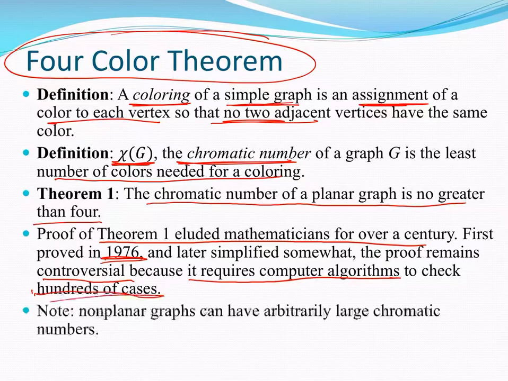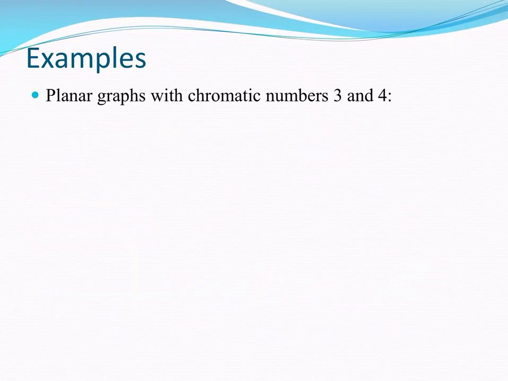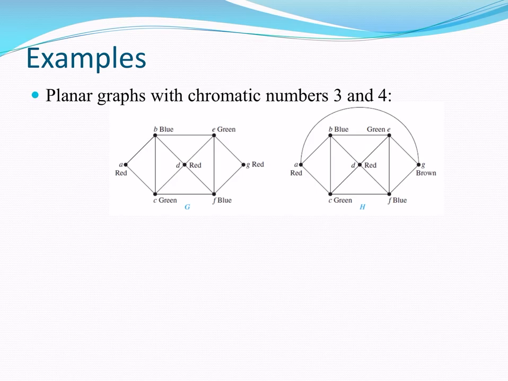That is a very important theorem for planar graph coloring, but it turns out that non-planar graphs can have arbitrarily large chromatic numbers. Okay, all right, so here's a couple of planar graphs. One has chromatic number of 3. Another one has chromatic number equal to 4.